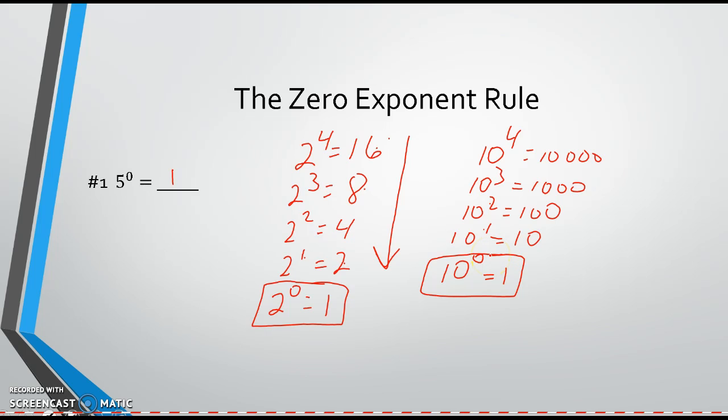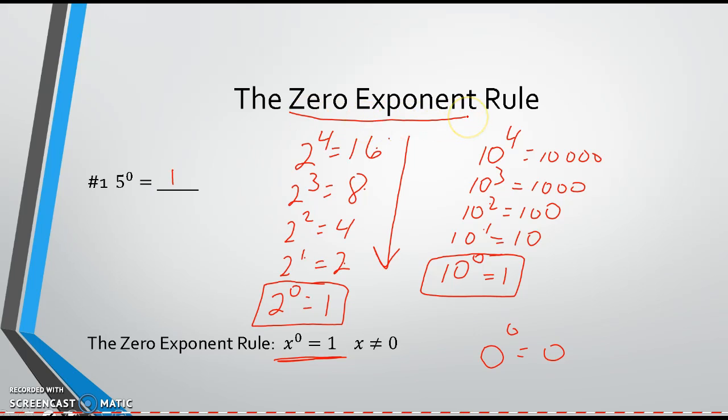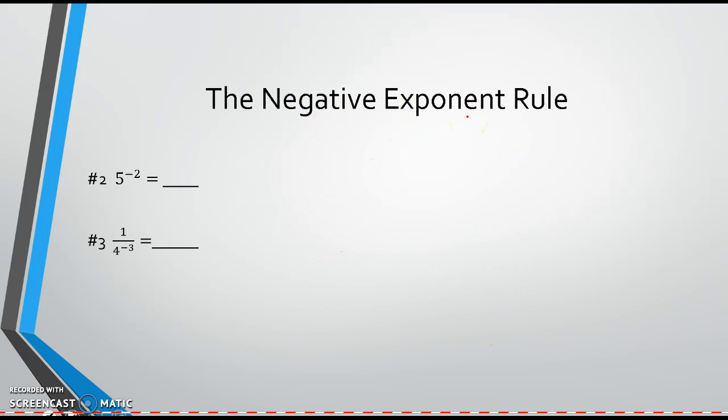So the 0 exponent rule says that anything to the 0 power is always going to be 1. The exception here is if x is 0. If we have 0 to the 0th power, that's a special case. But anything else to the 0 power is 1. That's the 0 exponent rule. That's the first one. Let's take a look at the next one, the negative exponent rule.